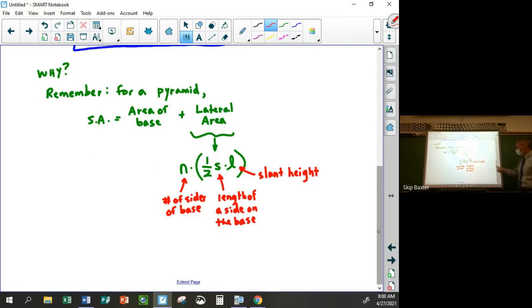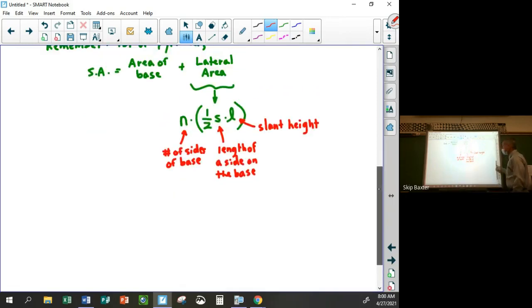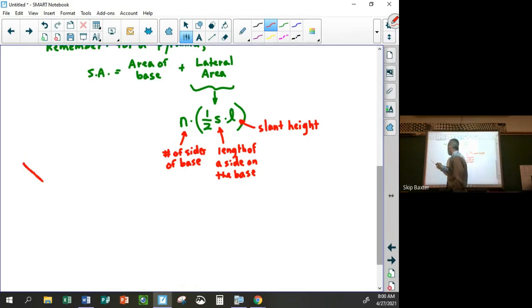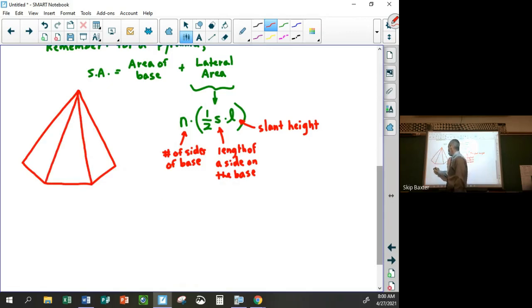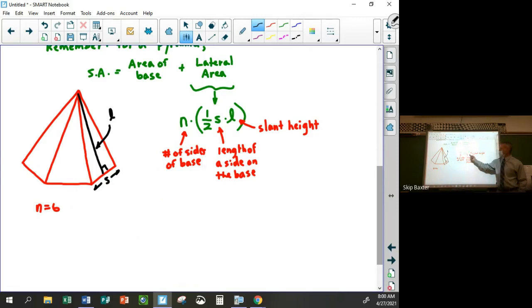Okay, so let's make sure that this formula makes sense. If we have a hexagonal pyramid, for example, the hexagonal pyramid would look like this, right? In this case, n equals 6. That's the number of sides that there are in the base. This distance right here is S, and the perpendicular height of the sidewall, this is L. So doesn't this formula make sense? It's just 6 times 1/2 S times L. Each side wall of the pyramid has an area of 1/2 S times L, and there's 6 of them. So we're just multiplying by 6. Does everybody understand this formula?